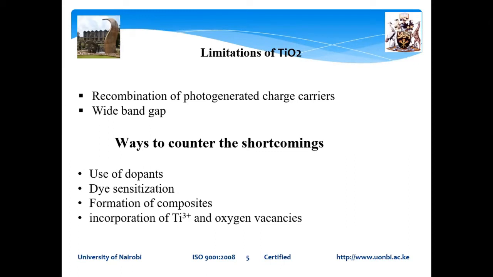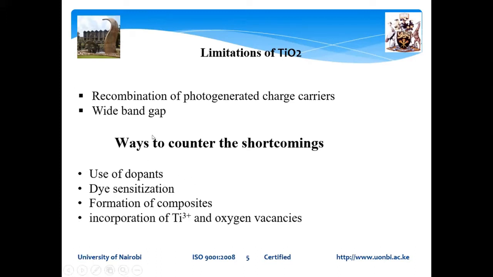Now, researchers have come up with a number of ways to counter the shortcomings, and among them is the use of dopants. We can talk of dye sensitization, forming composites, and also the introduction of titanium ion and oxygen vacancies in the TiO2 structure, by annealing these films in an oxygen deficient environment.